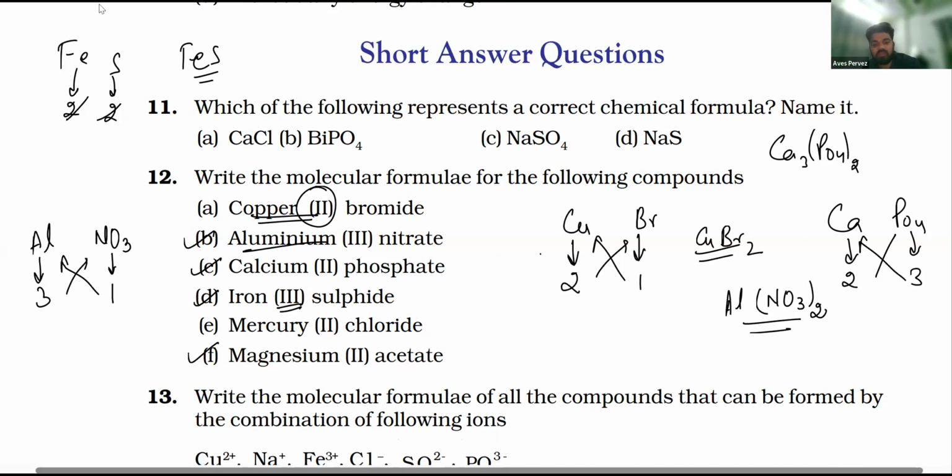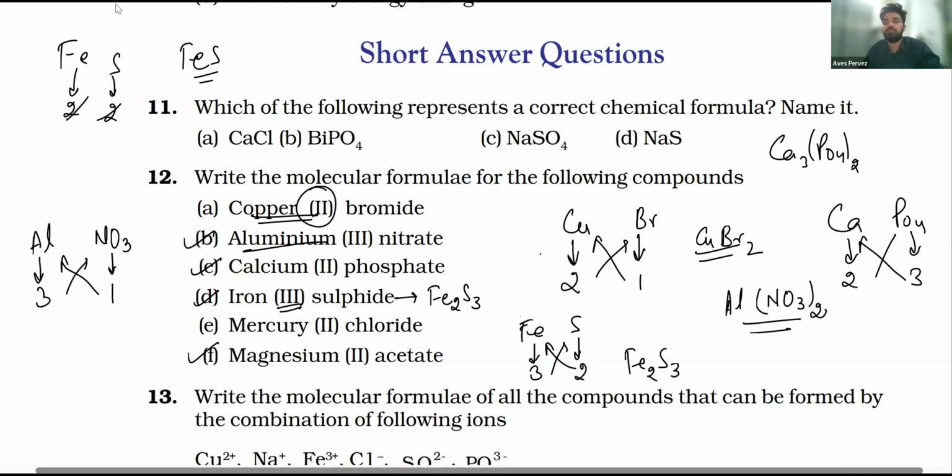Fe2 and S3. Okay, sir. Iron is using 3 and sulfide is using its 2 valency. So you cross multiply, you will get Fe2S3. So the formula for this one will be Fe2S3. Note it down.